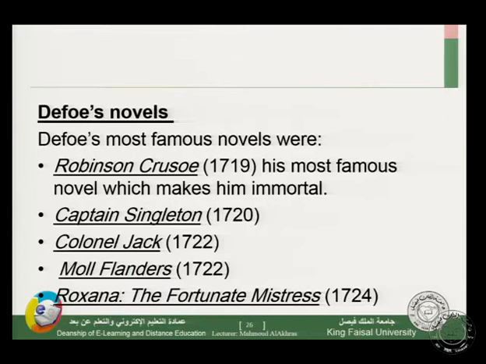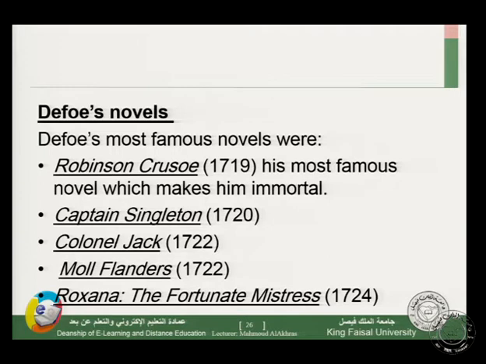Now let's see the works of this great novelist. Defoe's novels, we have around 5 novels. We have the first one, Robinson Crusoe, which was written in 1719, his most famous novel, which makes him immortal. And another work by him, Captain Singleton, which was written in 1720. Another one, Colonel Jack, which was written in 1722. And Moll Flanders, and the last one, Roxana, the Fortunate Mistress.